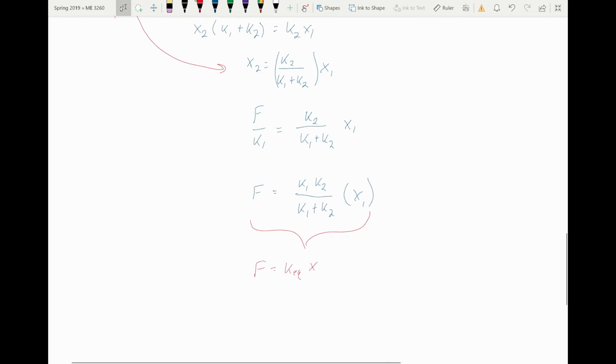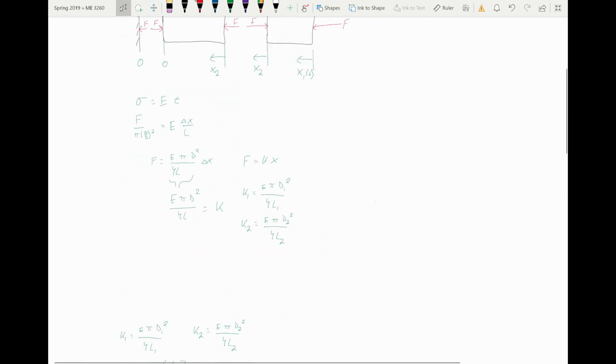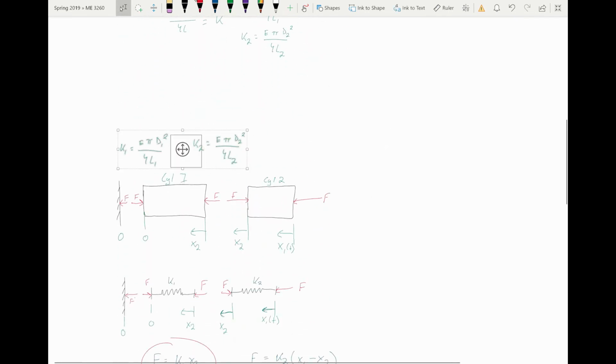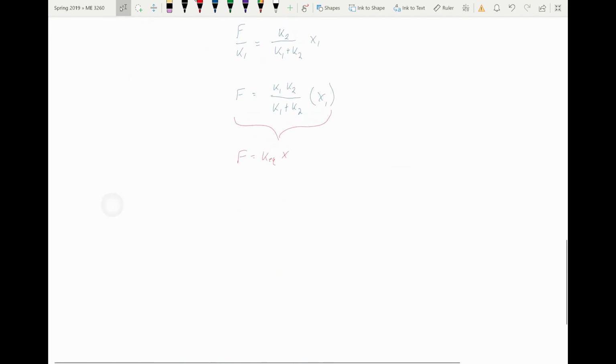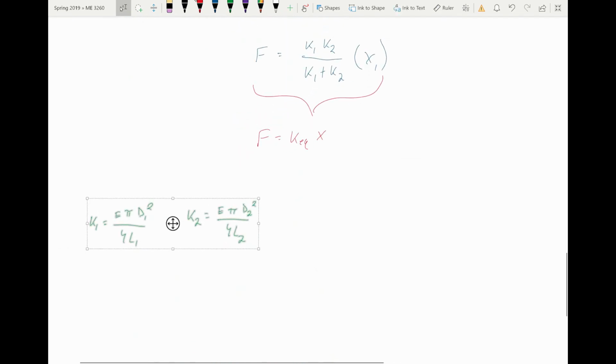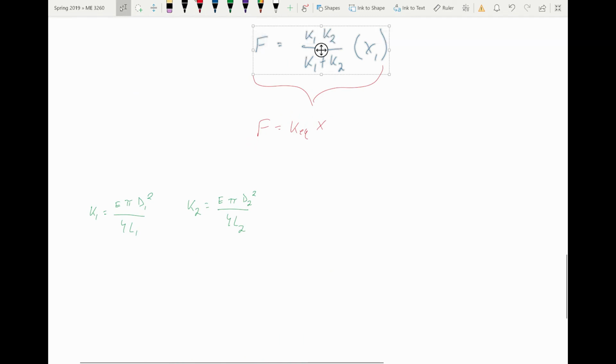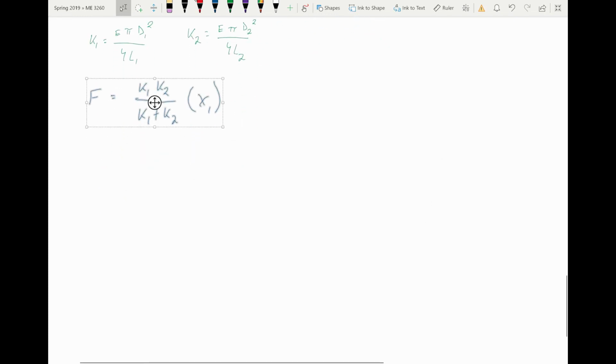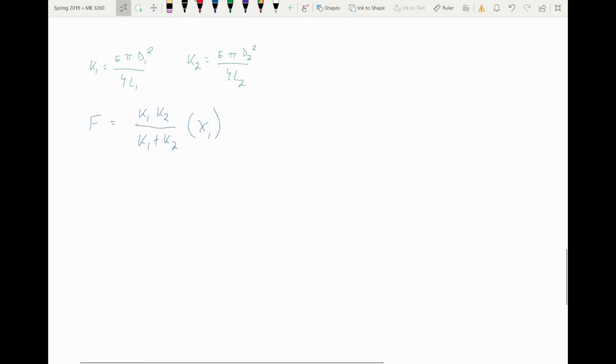Moving K1 to the right side, we get force is equal to K1 times K2 divided by K1 plus K2 times X1, which we defined above as the displacement of the right side of the spring, and this is now the equivalent spring equation. So we have F equals K equivalent times X, which is the displacement of the right side of the spring, and we're going to go ahead and plug in the variables.